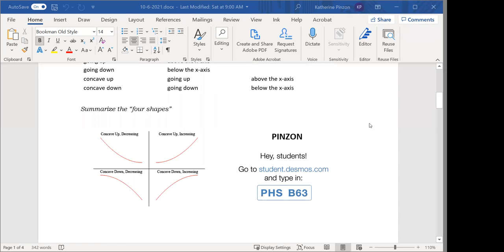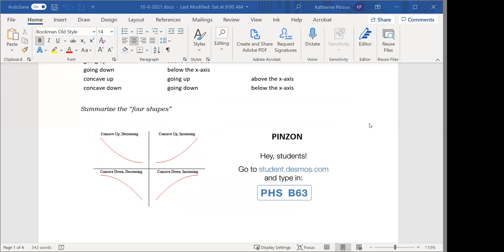So we're going to do a Desmos activity. It's not going to take long. It's a matching. But I want you to remember these 4 shapes. This is what we ended with on Monday, these 4 shapes, right? These 2 shapes put together we called concave up. This side was concave up and decreasing. This side is concave up and increasing. These 2 over here, if we match them together, would be concave down. This is concave down and decreasing. This is concave down and increasing.